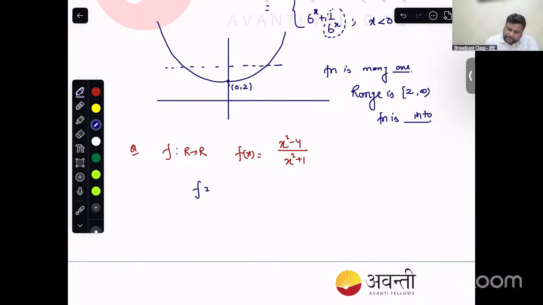Tell me, what is f(2)? Very easy to check. Lakshmi, that is fine. I'm asking for 1-1, many-1 first of all. What is the value of f(2)? Is it going to be 4 minus 4 upon 4 plus 1, that is 0? And what is the value of f(minus 2)? That is also 4 minus 4 upon 4 plus 1, 0. So since f(2) is equal to f(minus 2), this function is many-1. Yes or no?